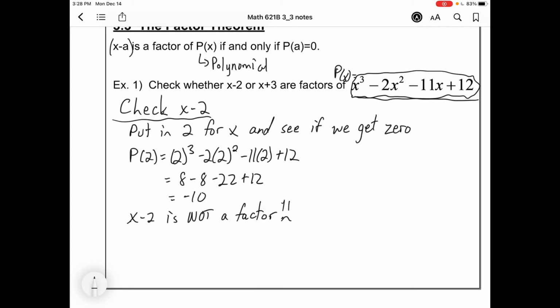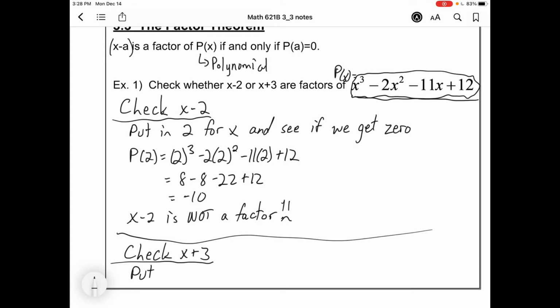We can put a sad face. Let's check the other one. Check x plus 3. Now to do that, we would put in negative 3 for x and see if we get 0. Okay, let's see what happens.